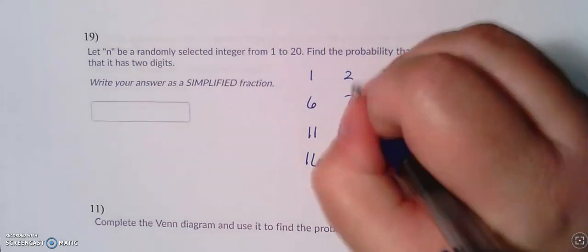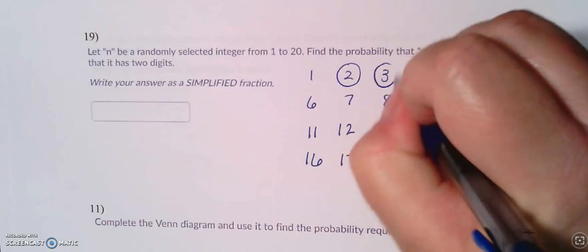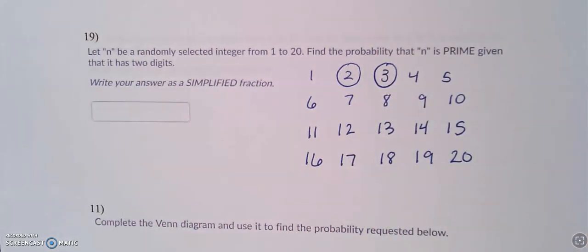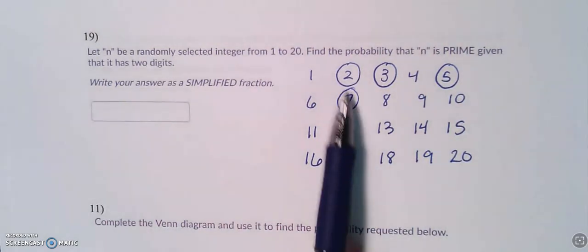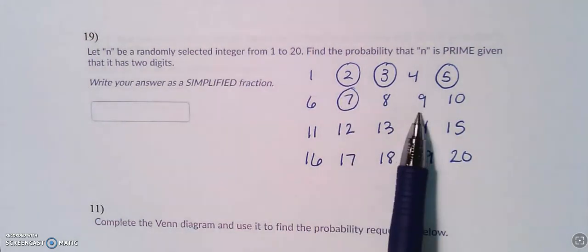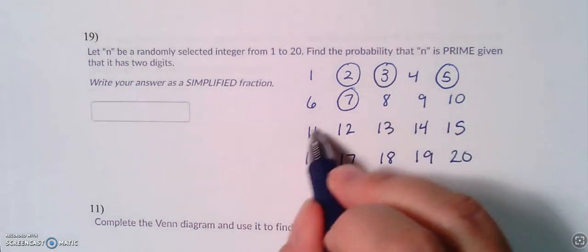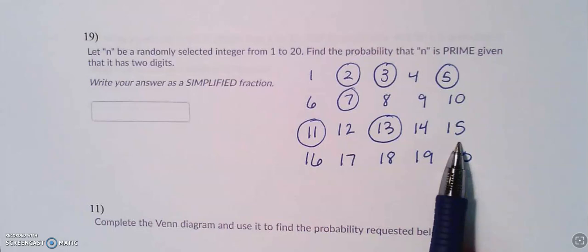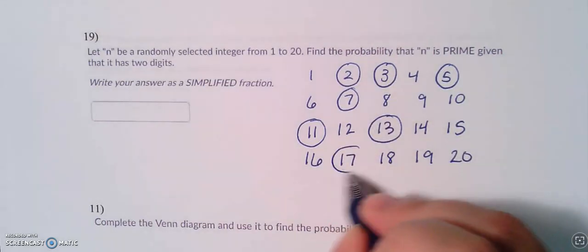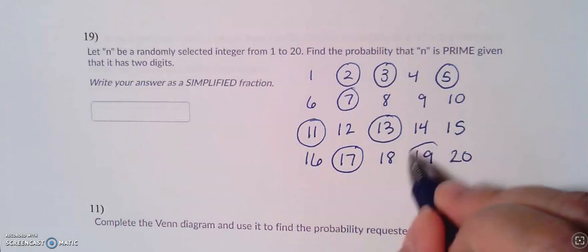So the prime numbers are 2, 3, 4 is 2 times 2, 5 is just 1 times 5, 6 is 2 times 3, 7, 8 is not prime. Basically, none of the even numbers are prime after 2, because after 2, every even number can be written as 2 times some other number. So the other ones we have to check are odds. 9 could be 3 times 3, so that's not prime. 11 is prime. 13 is prime. 15 could be written as 3 times 5, so that's not prime. 17 is prime, and 19 is prime.